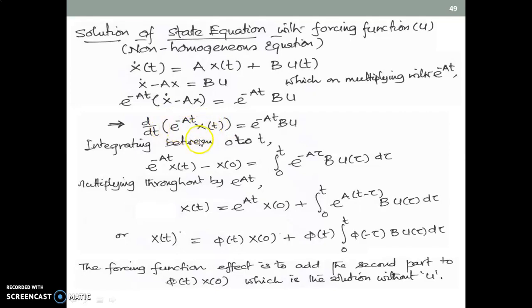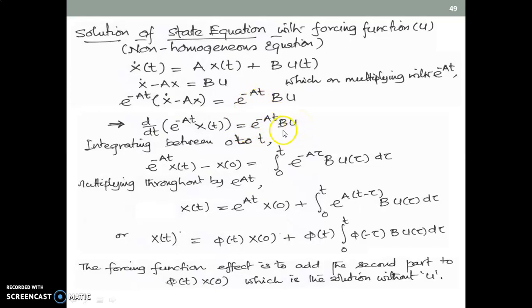What will you get? It is the UV method, right? First you keep this side once, so e power minus At into dx by dt. That is the first term. Plus, what will you get, the second one? Keep x the same, it is x into d by dt of e power minus At. What will you get, e power minus At into minus A, right? You will get these two terms. That's why we are multiplying by this. So that is equal to the right hand side, the same, e power minus At into B into u.